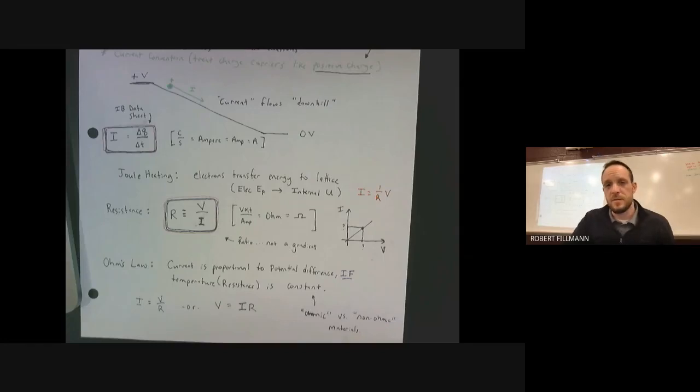A lot of real life things are like this. Light bulbs are like this. As light bulbs heat up, their filaments get hotter and they become more resistive. Most things do as well.